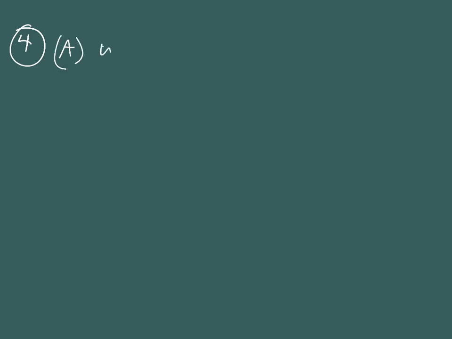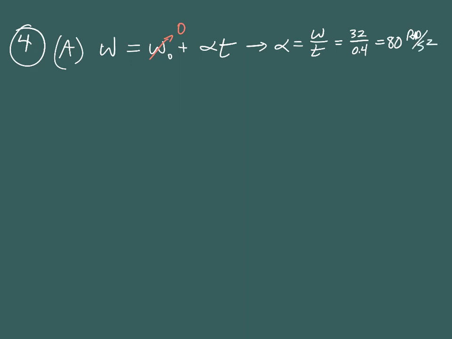Well, omega equals omega naught plus alpha t. This is just the second zeroth law for angular things. Final speed is initial speed plus acceleration times time, or the change in speed. These are in angular terms. So this means that my alpha would just be omega over t, since this is from rest. And if you crunch those numbers, 32 over 0.4, you get 80 rads per second squared.